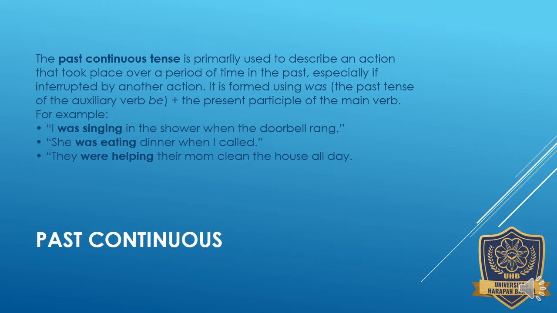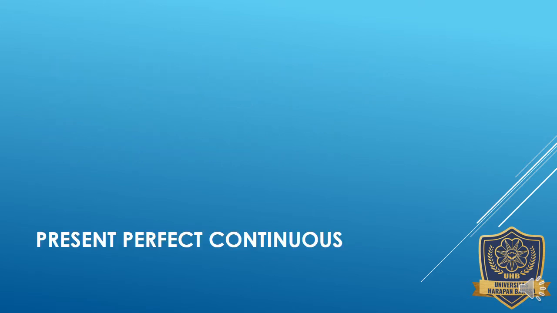For example, I was singing in the shower when the doorbell rang. She was eating dinner when I called. They were helping their mom clean the house all day. Singing, eating, helping, this is what we call present participle used in past continuous tense because the to be is was and were.